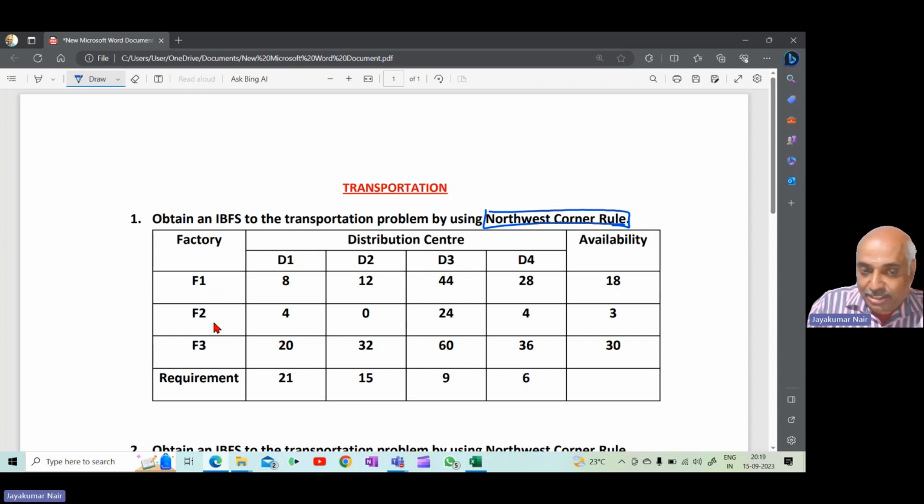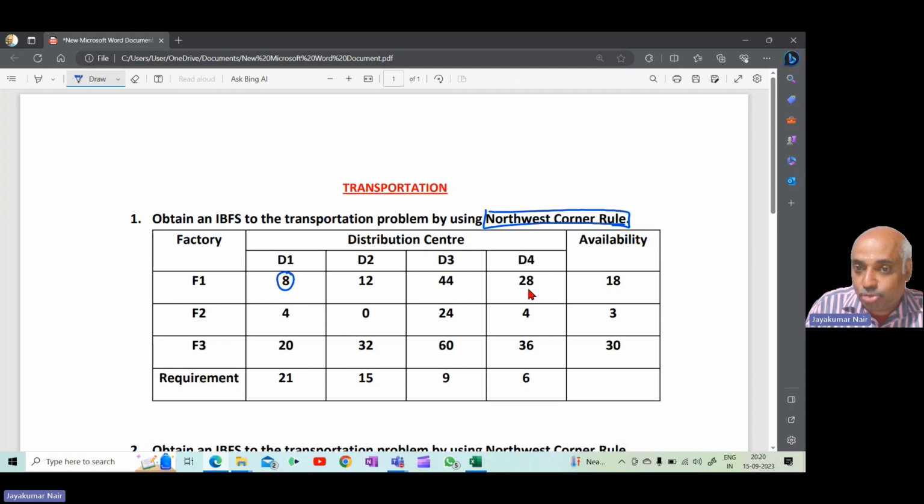These are the factories, factory 1, factory 2, and factory 3. Destination 1, destination 2, destination 3, and destination 4. So from factory 1 to destination 1, if you have to transport 1 unit of goods, the cost that you will incur will be 8. If you want to transport from factory 1 to destination 2, 1 unit of goods will cost you 12 rupees, and so on. Okay, so these are the cost cells.